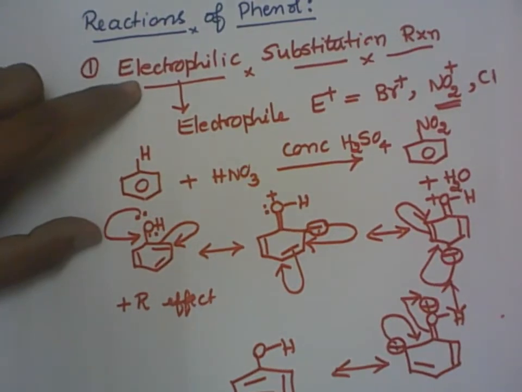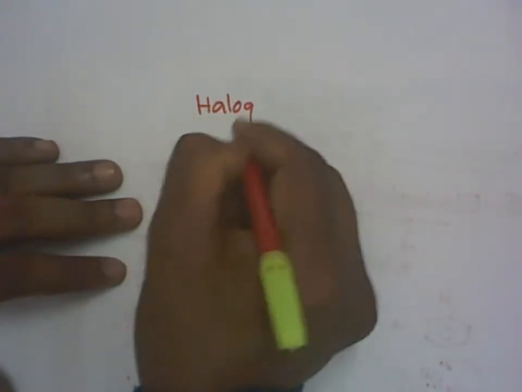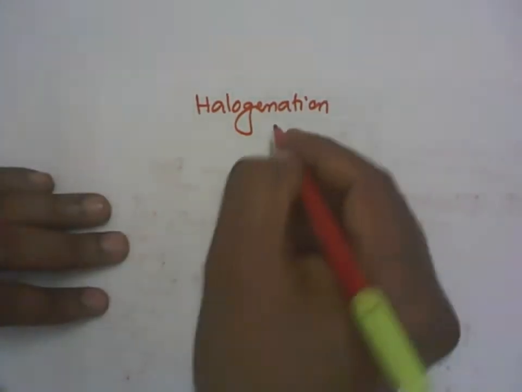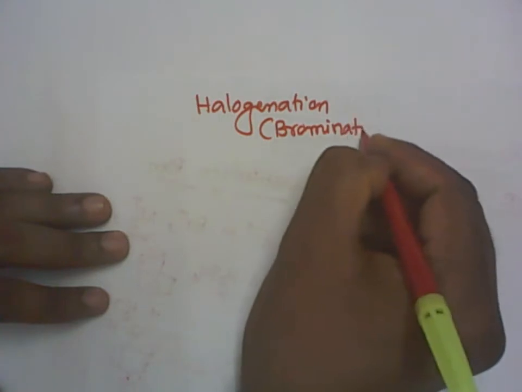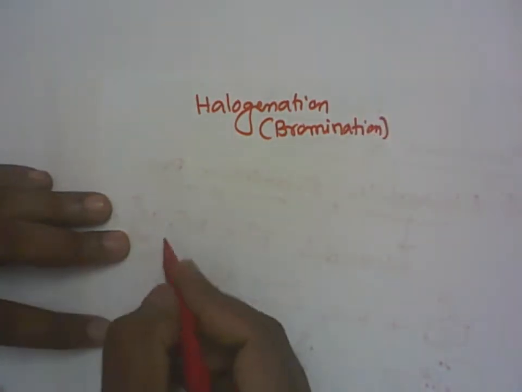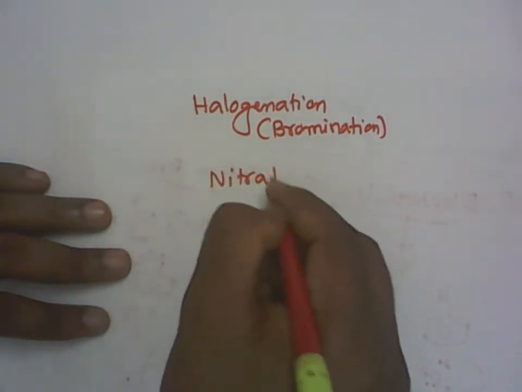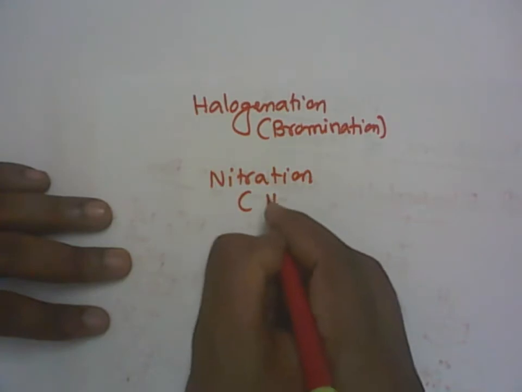Now, what is the first reaction under electrophilic substitution reaction? Okay, we are going to study two types of reaction. First one is called halogenation. Under halogenation, one type we are going to study is bromination. Second type of reaction is called nitration. Nitration means a reaction with nitric acid.